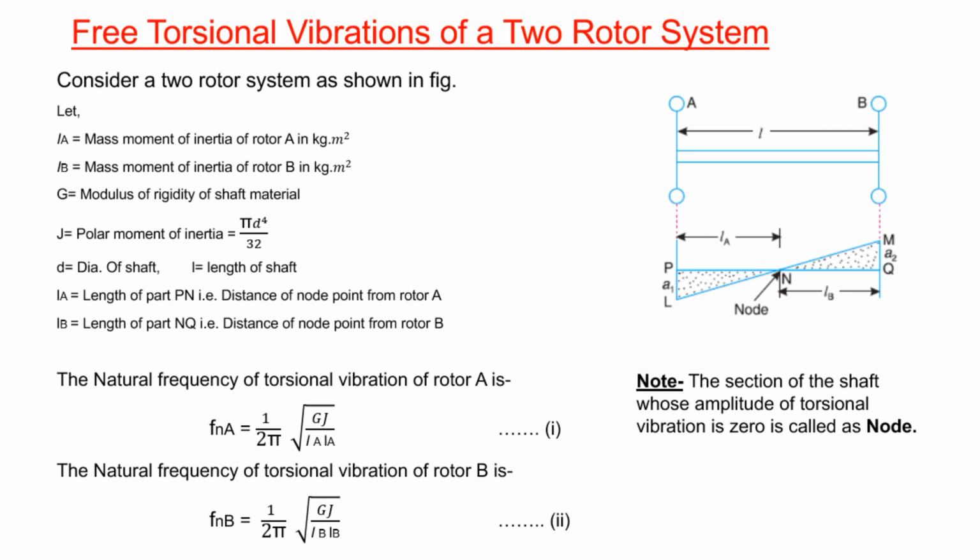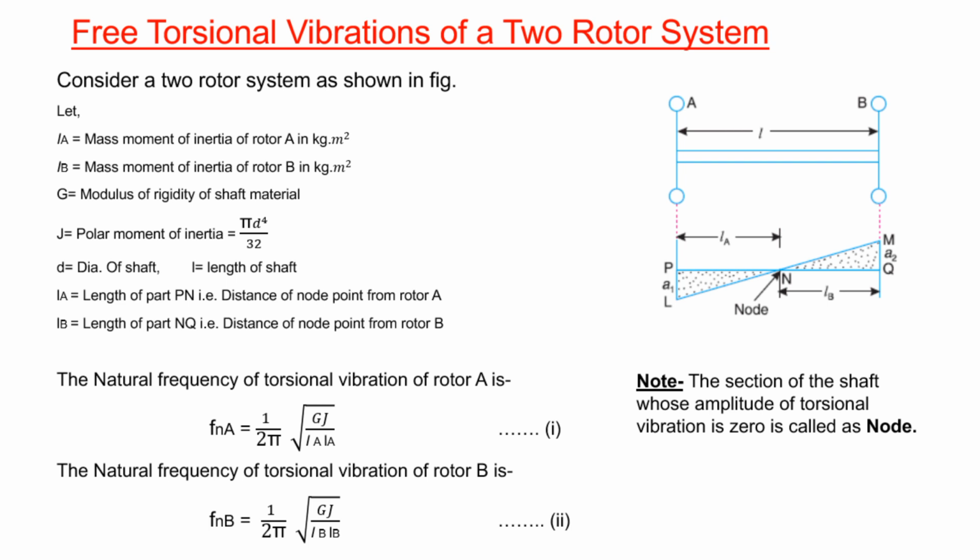At that time we have to find out the natural frequency of this shaft, and it is necessary to find the natural frequency of torsional vibration to avoid resonance, so that failure of the system can be avoided. Now consider these A and B discs connected by a shaft of length L. Let IA be the mass moment of inertia of disc A in kg meter square, IB be the mass moment of inertia of rotor B, G is the modulus of rigidity of the shaft material, J is the polar moment of inertia, which can be found by pi by 32 d raised to 4, where d is the diameter of the shaft, and L is the length of the shaft.